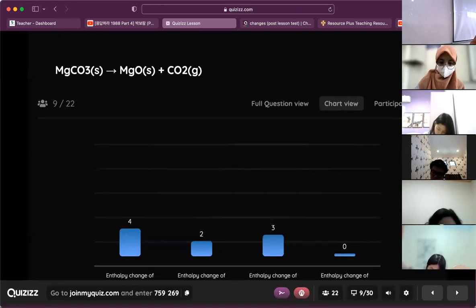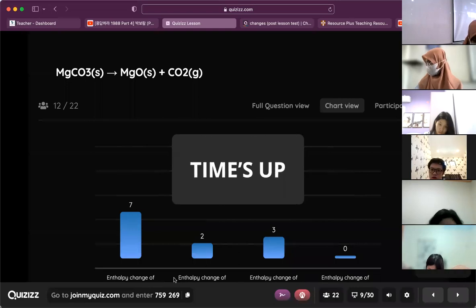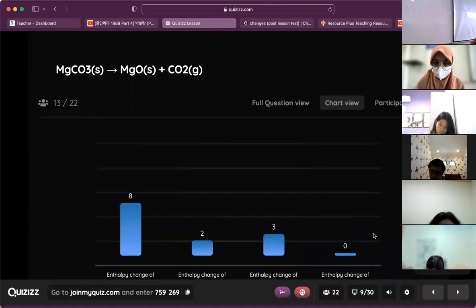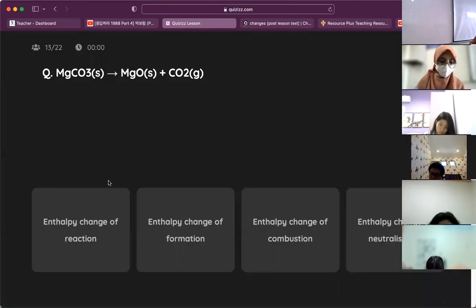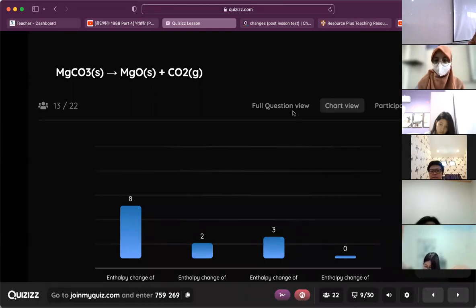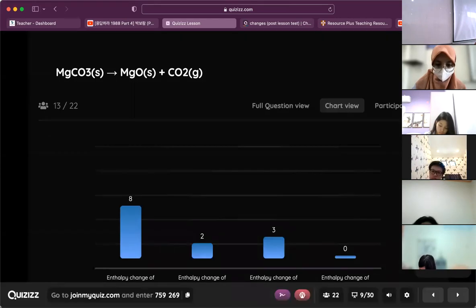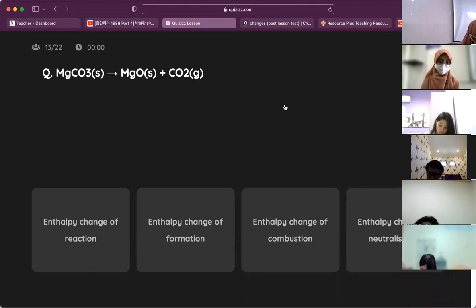Why I cannot see enthalpy change of... Okay, time's up. So most of you are answering the first one, enthalpy change of reaction. Yes. And what about the rest? Some are answering the second one and the third one. Okay, let's see. Enthalpy change of reaction, enthalpy change of formation, enthalpy change of combustion.